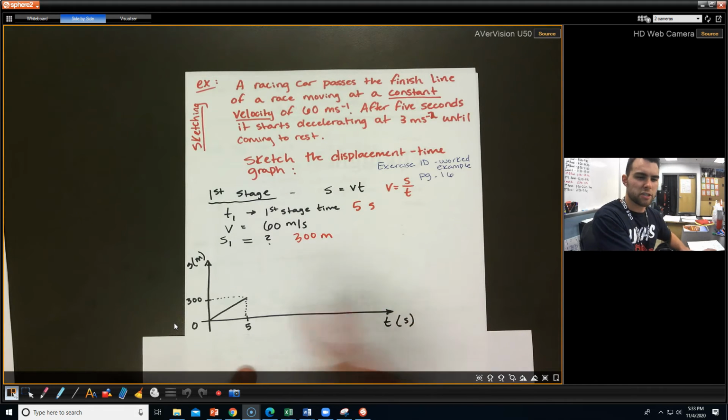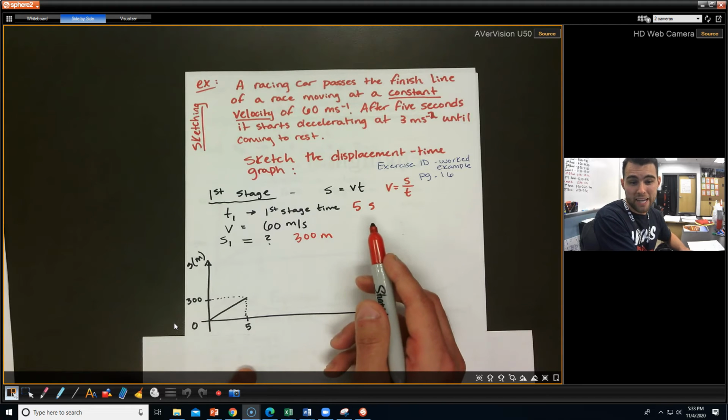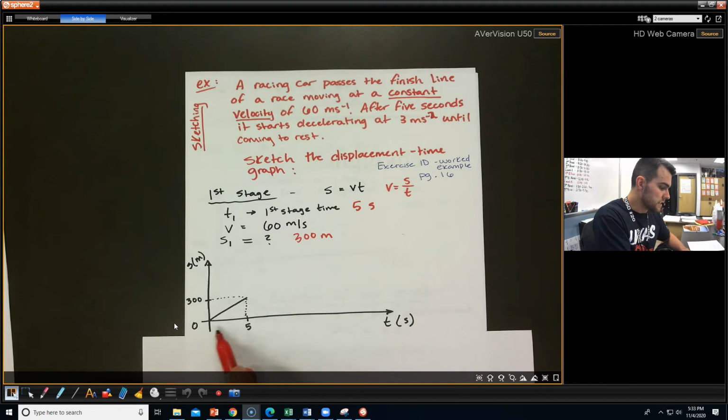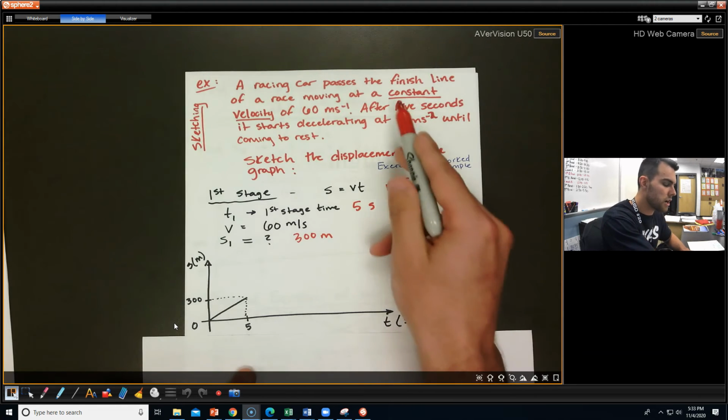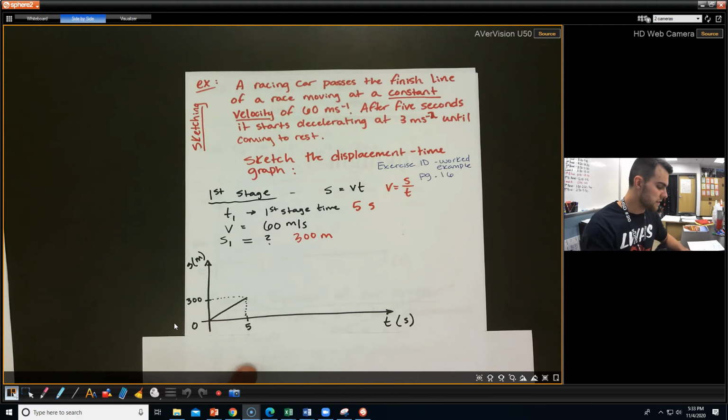So again, if it's displacement versus time, here's my y-coordinate, here's my x-coordinate. 5 seconds is my x, my y is 300, and I know it's a constant velocity. Constant velocity, it's a straight line, just like y equals mx plus b. And the first stage is done.